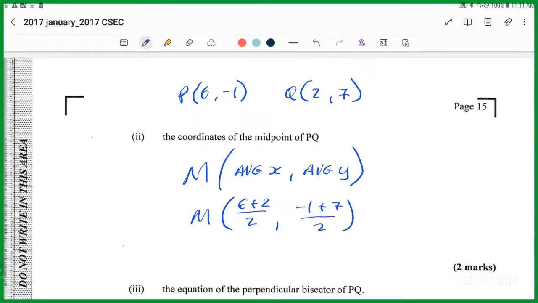And you simplify. So this becomes 8 over 2, which is 4. And this becomes 7 minus 1 is 6, and 6 divided by 2 is 3. So these are the coordinates of the midpoint: 4, 3. Alright? So we have that.